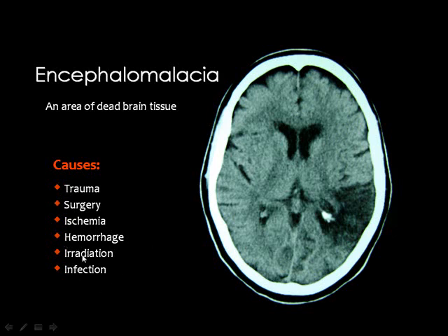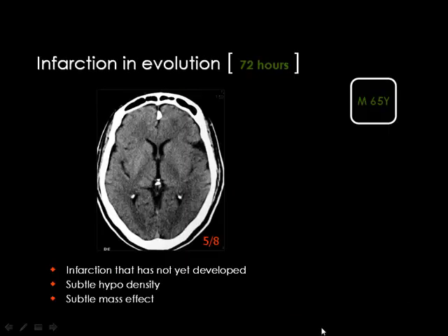Any of these insults can cause death of the brain tissue, liquefaction of the brain tissue, and resultant dilatation of the ipsilateral ventricle. But whenever you are asked what is the most common cause for encephalomalacia, it is the infarction or the chronic infarction.